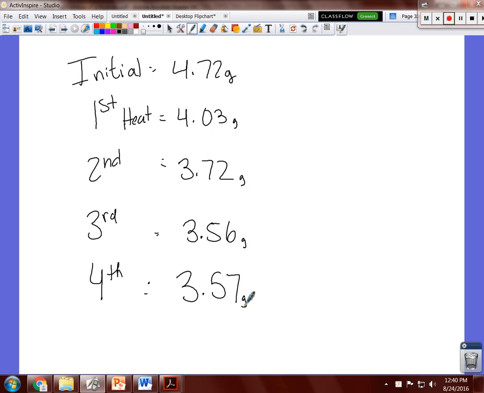So here's the deal. Let's pretend that we were doing this actually. And I give you 4.72 grams of this. This was chloride. I'm just going to change it to chloride. So let's pretend that I gave you 4.72 grams of that compound. Okay, could you hold it with your fingers? Could you touch it? Okay, and what we did is we took this thing and we heated it 4 times.